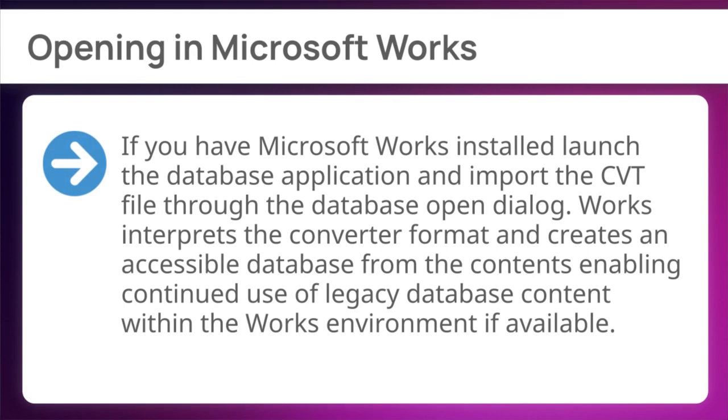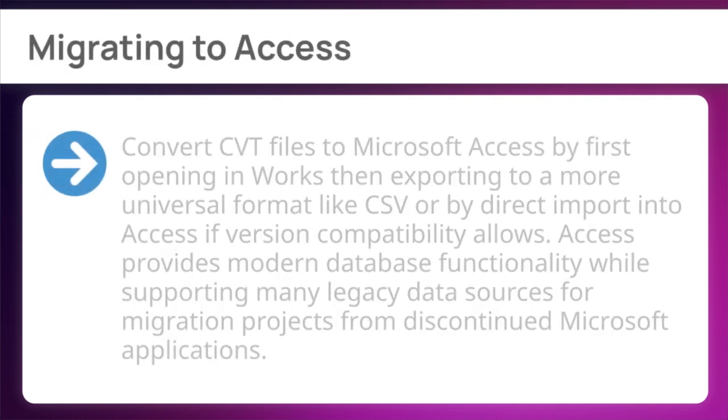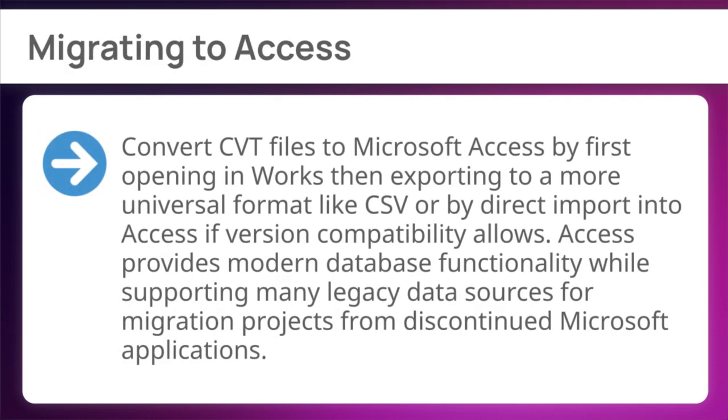Works interprets the converter format and creates an accessible database from the contents, enabling continued use of legacy database content within the Works environment if available. Next, migrating to Access. Convert CVT files to Microsoft Access by first opening in Works, then exporting to a more universal format like CSV, or by direct import into Access if version compatibility allows. Access provides modern database functionality while supporting many legacy data sources for migration projects from discontinued Microsoft applications.